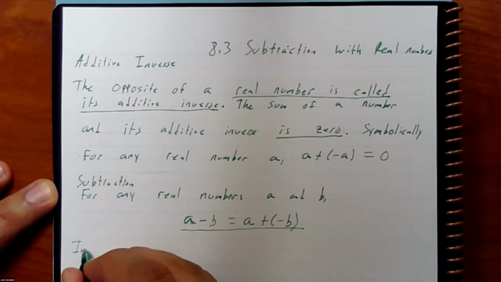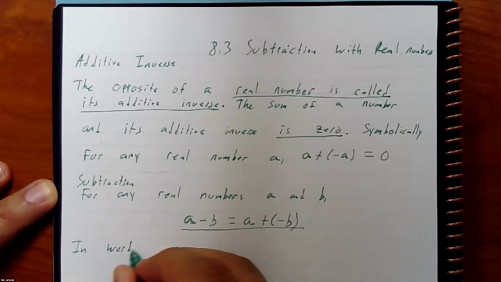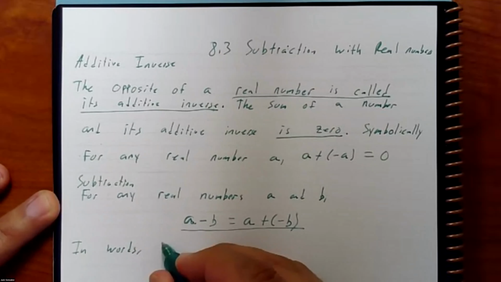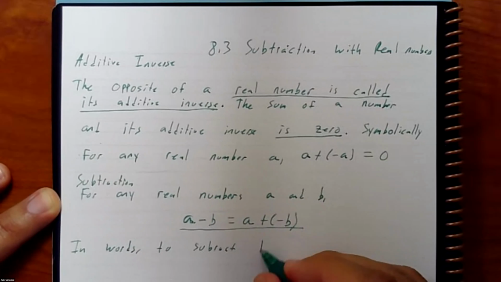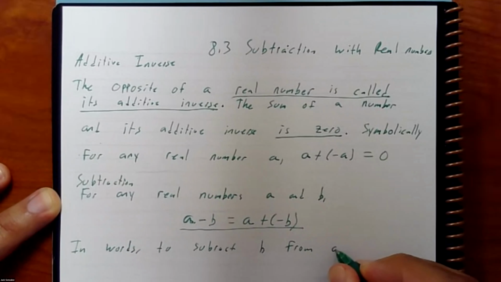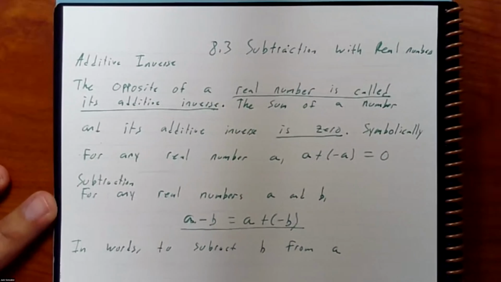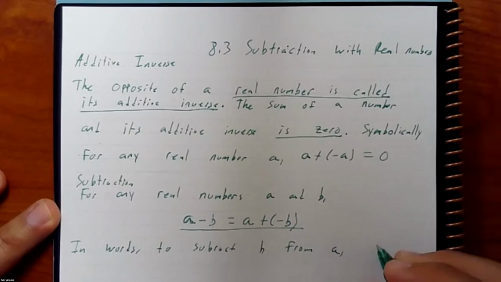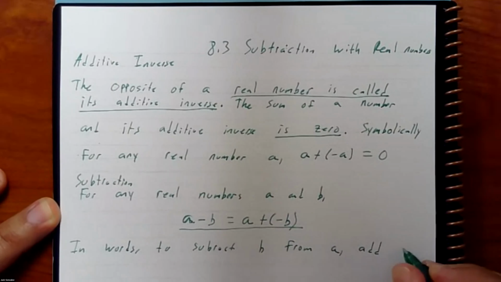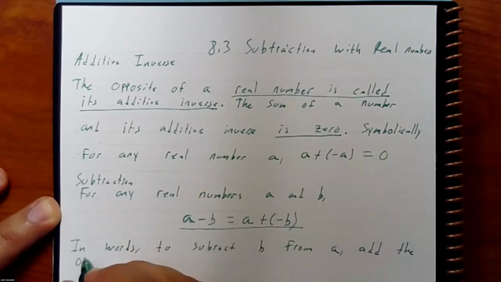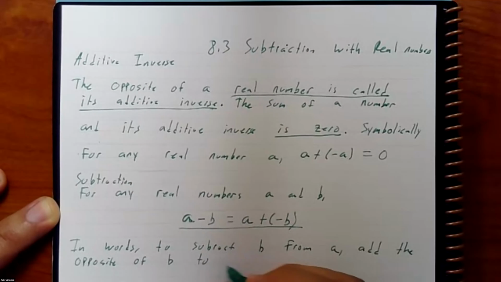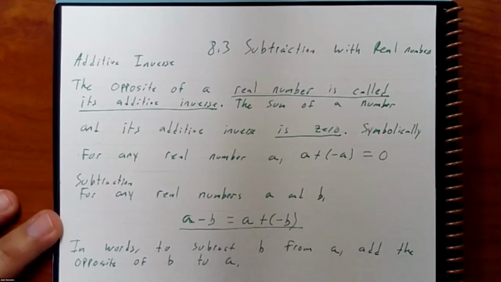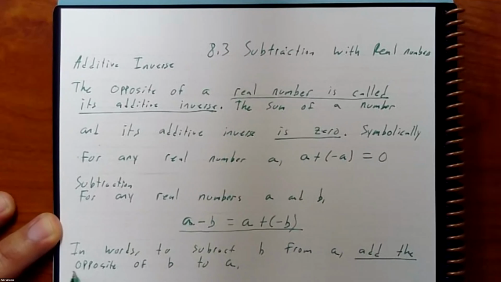In words, to subtract B from A, add the opposite of B to A. This is the blank spot.